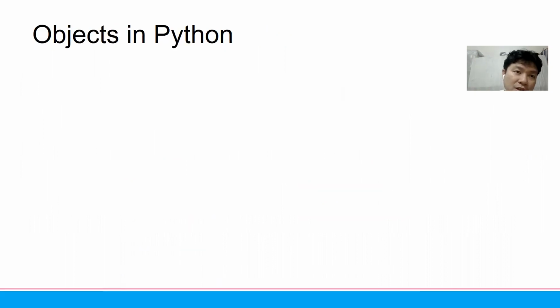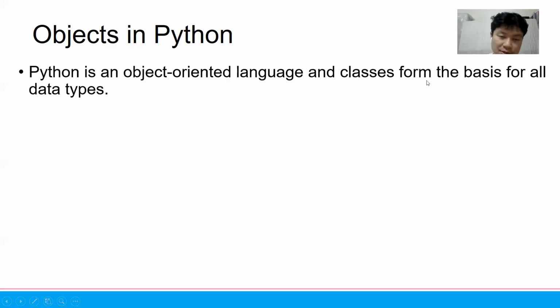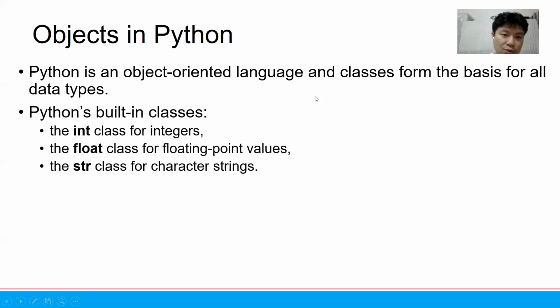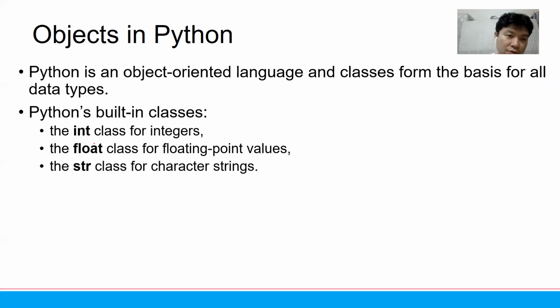First, Python is object-oriented, so we need to understand objects in Python. Python is an object-oriented language, and classes form the basis for all data types. We are going to learn about the basic built-in classes in Python. First, the integer. I guess if you already joined the computer programming class, you understand what an integer is, but I will review a little bit. An integer is a whole number: 1, 2, 3, 54, 105, a number without a decimal.